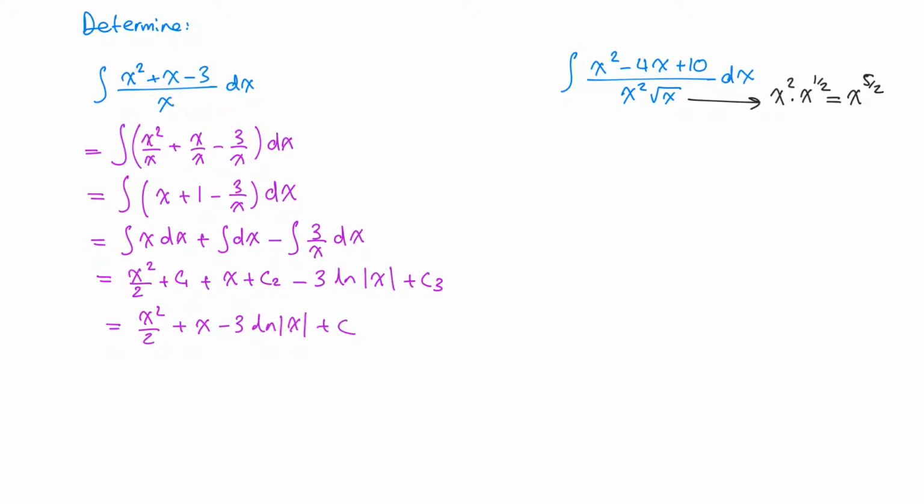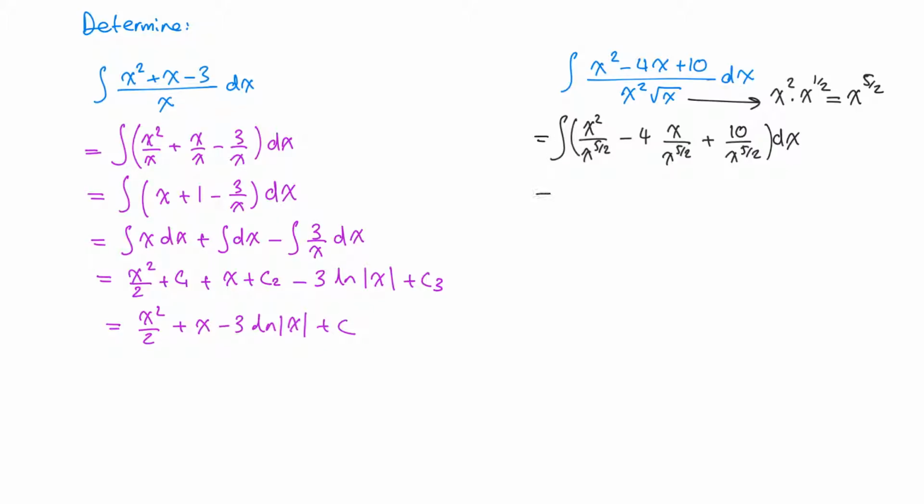What I will do next is write this in a little bit simplified form. x squared over x to the 5 over 2 minus 4x over x to the 5 over 2 plus 10 over x to the 5 over 2 dx. And I gotta make sure that I put it in brackets. Next, I will simplify the exponents. For the very first one over here, I get exponent 2 minus 5 over 2. This is same as 4 over 2 minus 5 over 2, which becomes x to the negative 1 over 2.